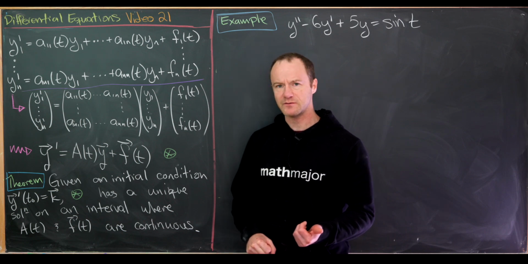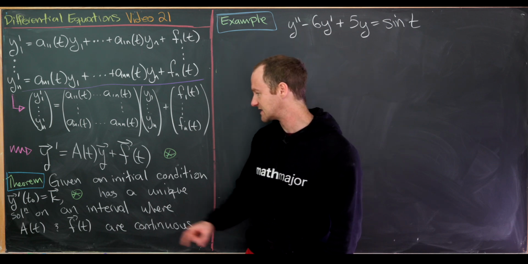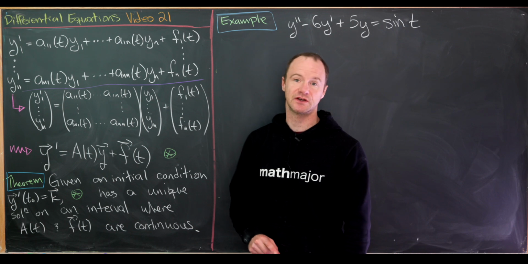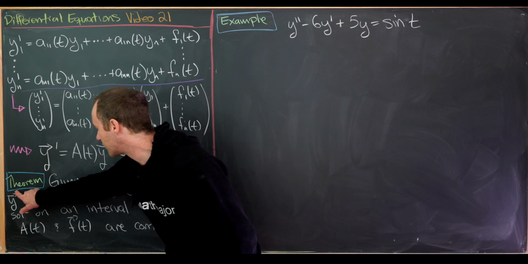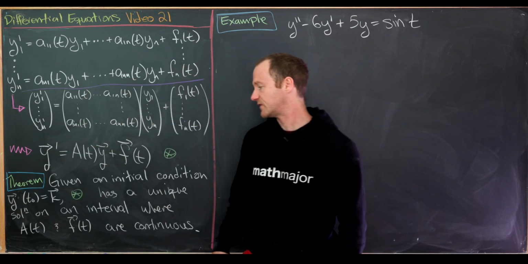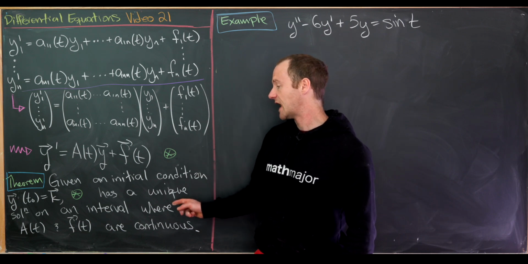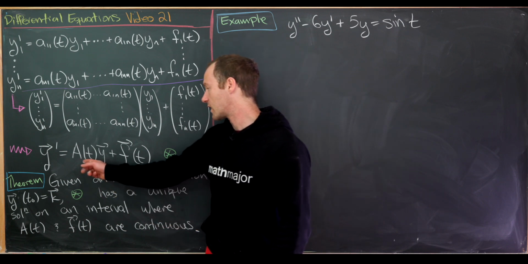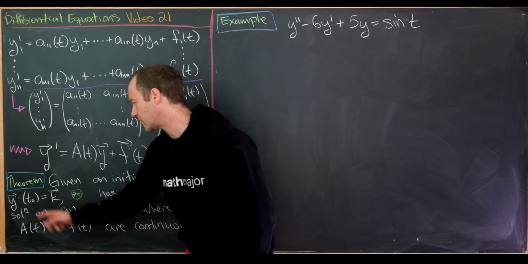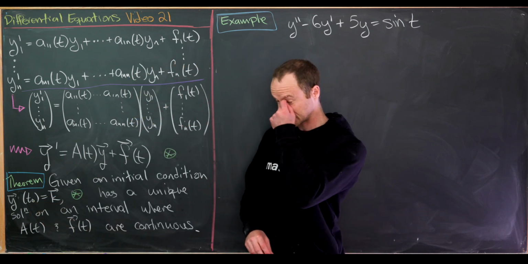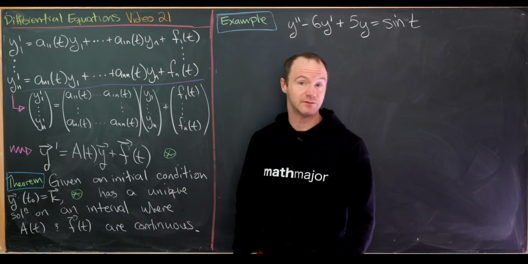And then we've got a theorem that talks about the uniqueness of such solutions to these differential equations. It says that if we have an initial condition, which will be a vector here, y evaluated at t naught equals some vector k, then this differential equation has a unique solution as long as we're on an interval where A of t and f of t are continuous. And of course, the initial point for our initial condition also has to come from this interval.